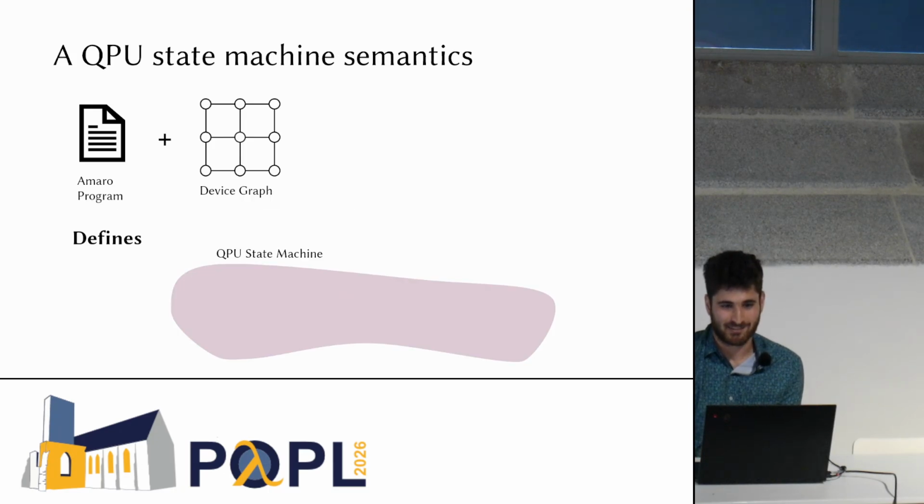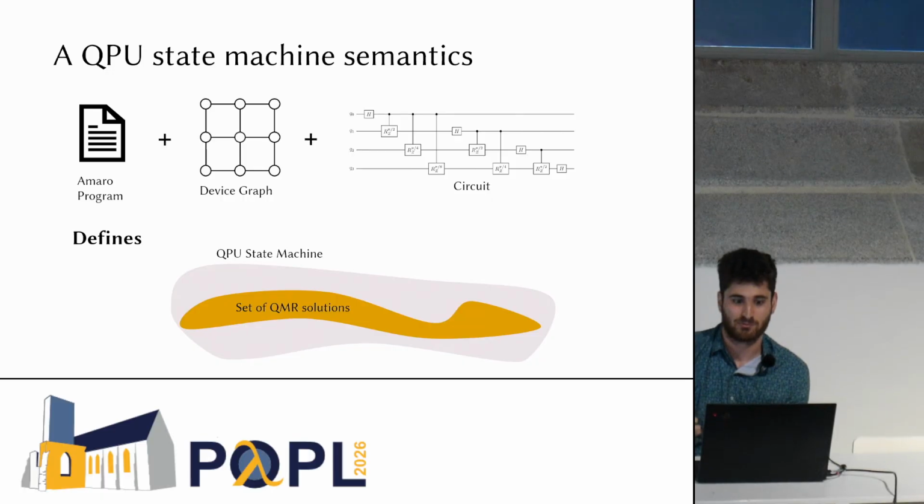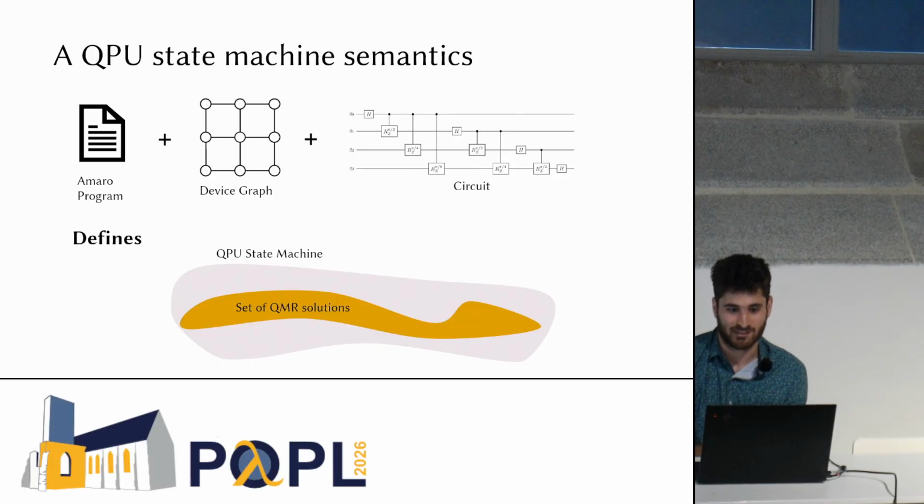So this is an interesting language, and I think it has an interesting semantics. So let's discuss that a little bit now. A program and a graph together define a QPU state machine. We saw an example with a grid graph and the program for superconducting qubits. And then when we have a circuit that we'd like to execute, we get a set of solutions for that circuit, which is a set of schedules where every gate in the circuit is scheduled and the dependencies are respected.